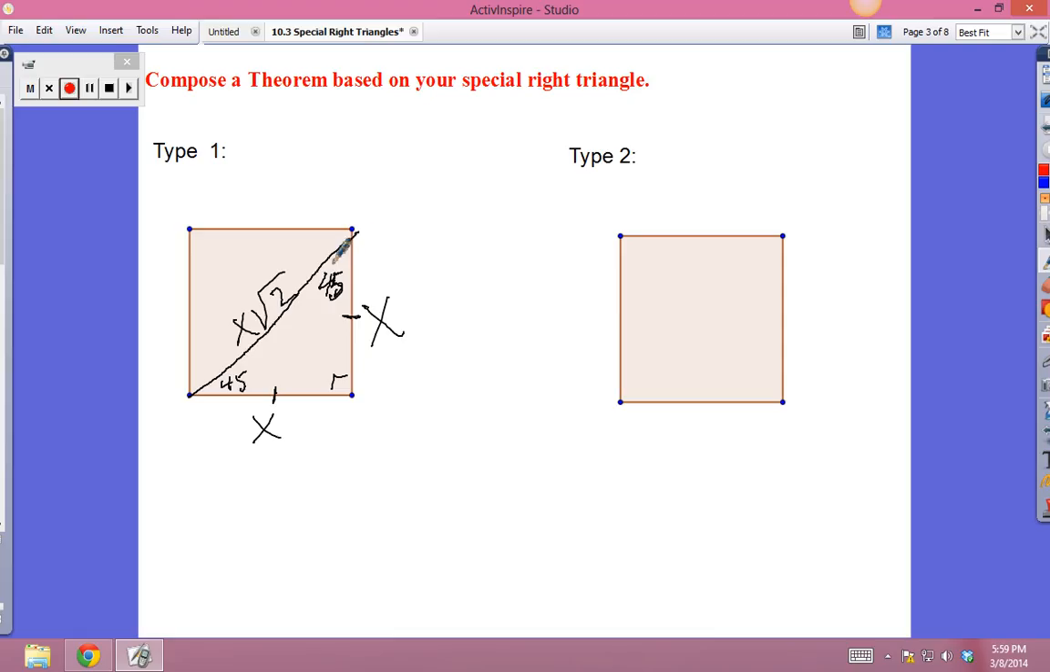So to find the hypotenuse, you take whatever the side is and you times it by square root of 2. So type 1 is if you have the legs. Type 2 is if you have C, or if you have the hypotenuse.